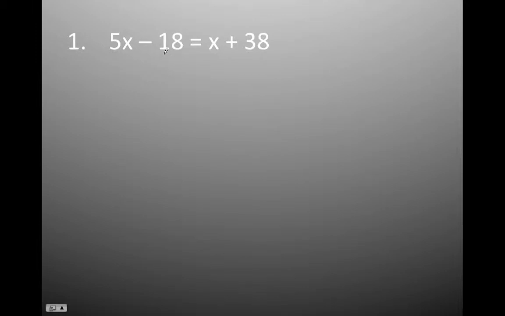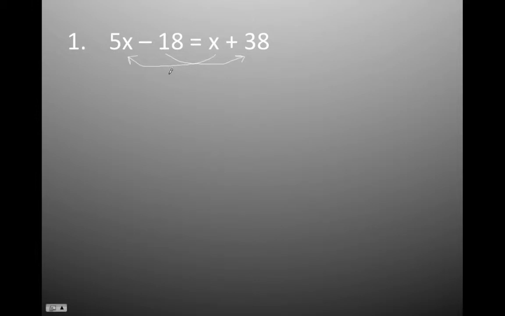So what I'm going to do is take this negative 18 and move it this way. Take this x and move it that way. Now somebody might ask me, Mr. Sheely, why are you doing this? Or why did you move the negative 18? Why not move the positive 38 this way? The reason I move the negative 18 is because I typically like to keep positive numbers. If I move it this way, we'll stay positive on this side. If I move the x this way, the x's stay positive. But you don't have to do it that way. You could have moved it this way and then moved the 5x this way, and it would have worked out just fine.